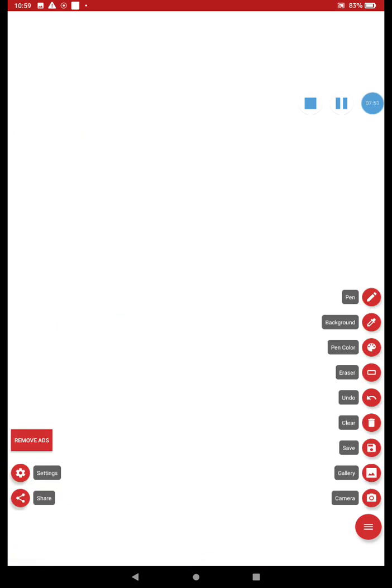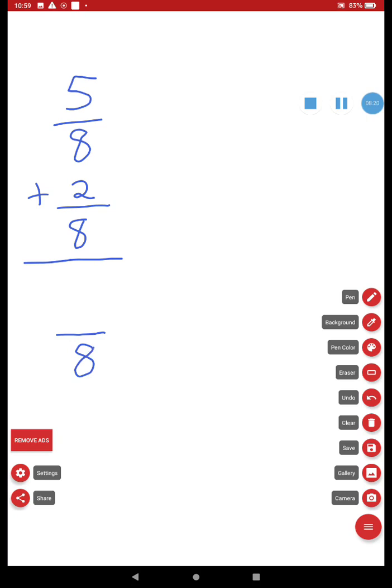All right, now we're going to be reviewing how to add fractions with like denominators. I have 5/8 plus 2/8. When I have like denominators, I can keep the denominator the same, and my answer is 8. And now I add 5 plus 2. 5 plus 2 gets me 7.